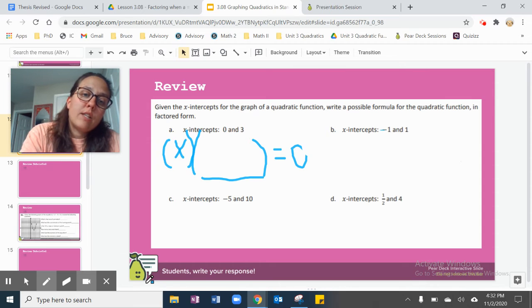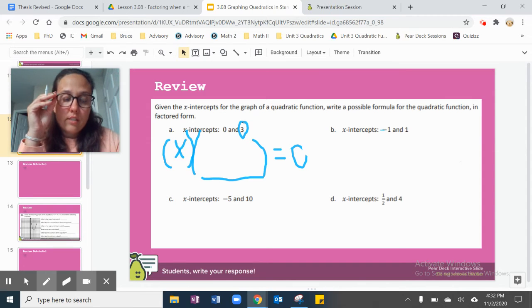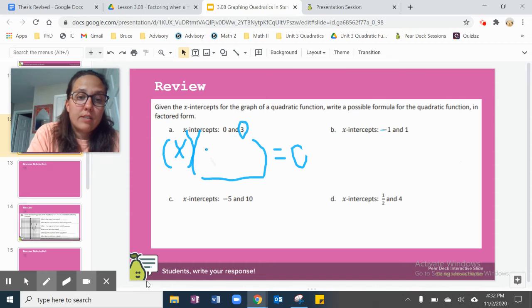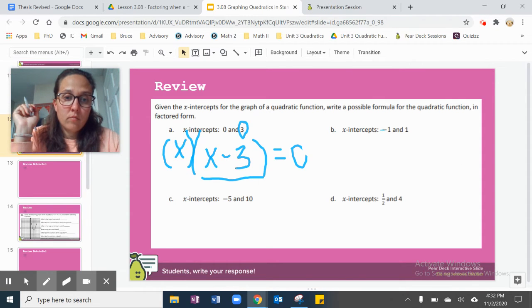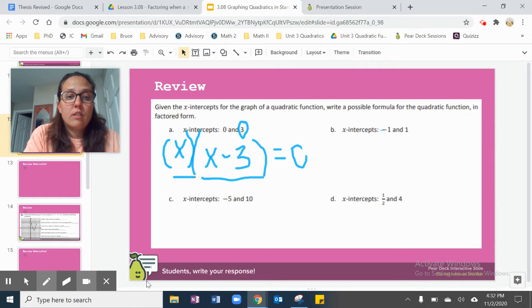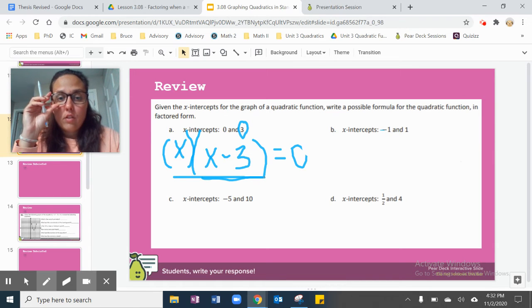So then for 3, this one's a little bit easier. We know how to deal with this. It's positive, so then we know it needs to be x minus 3. So this could be the factors for these x-intercepts.